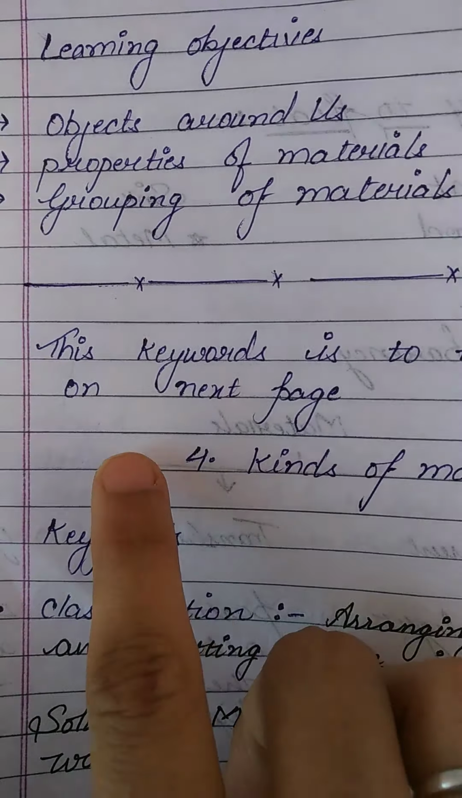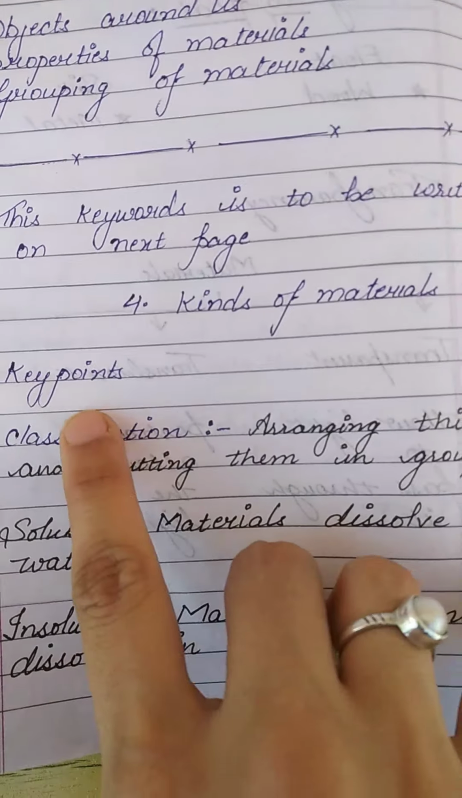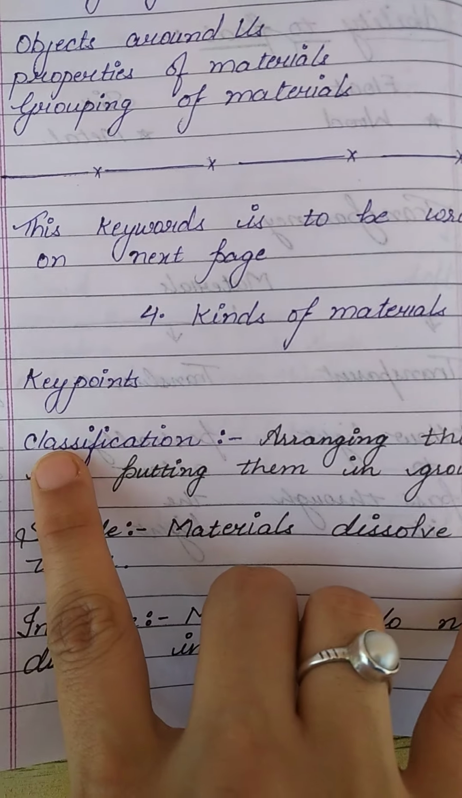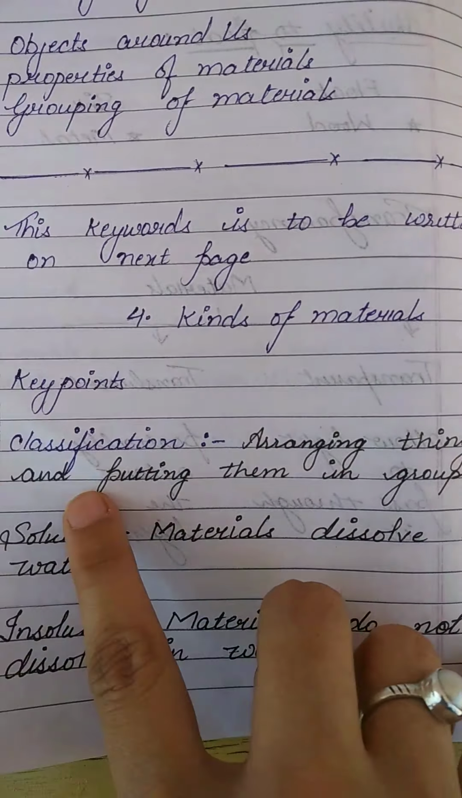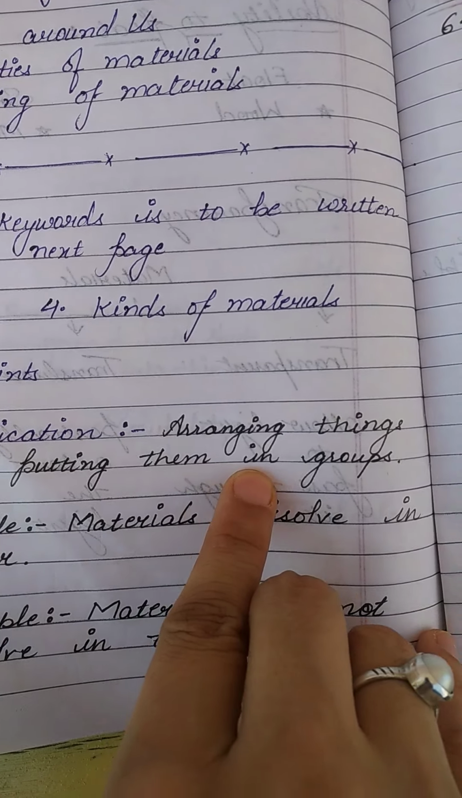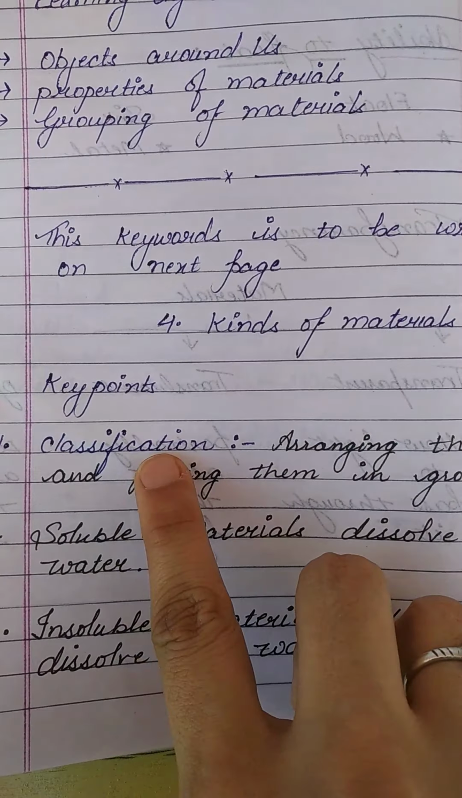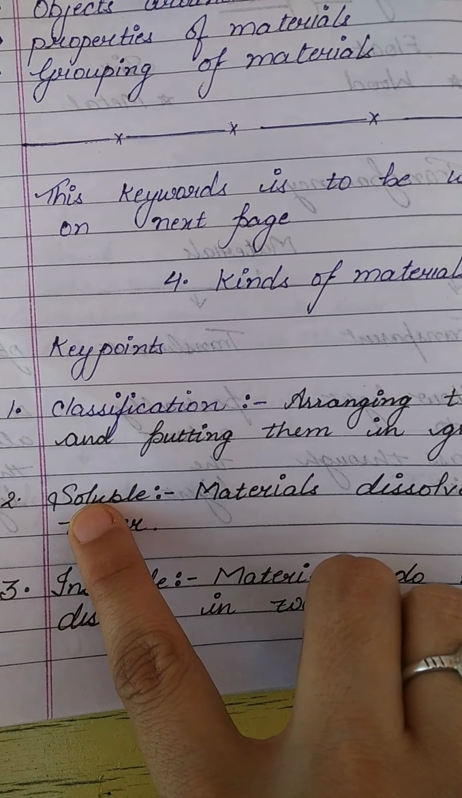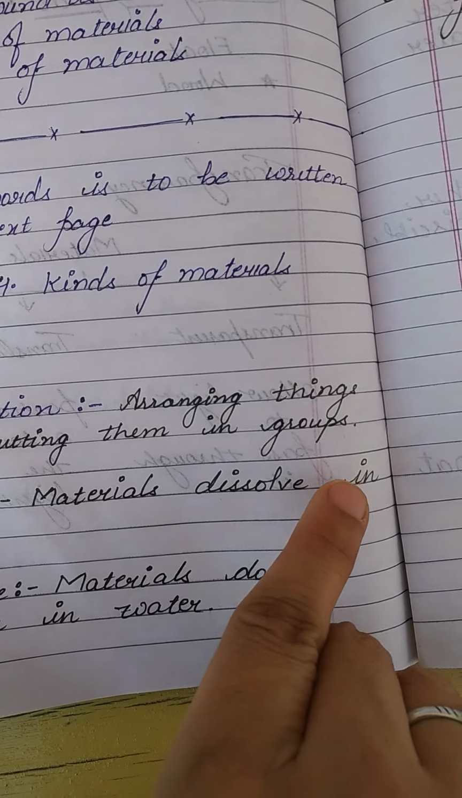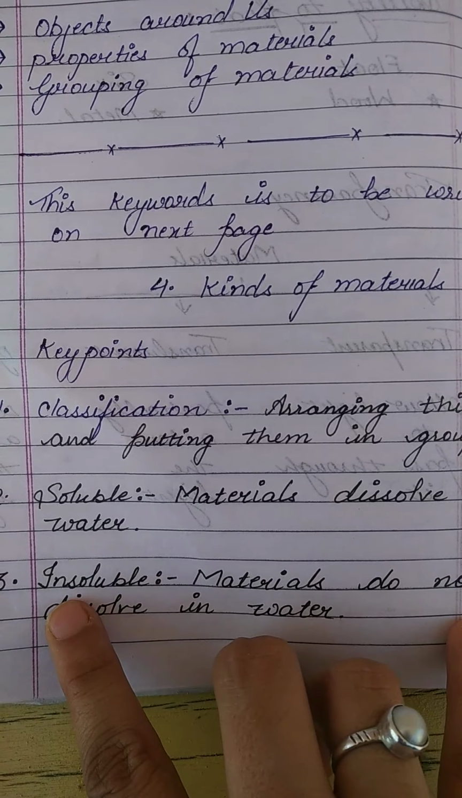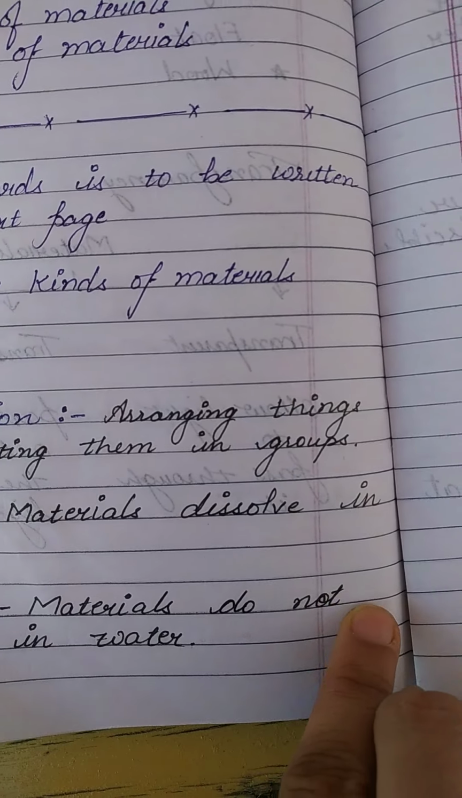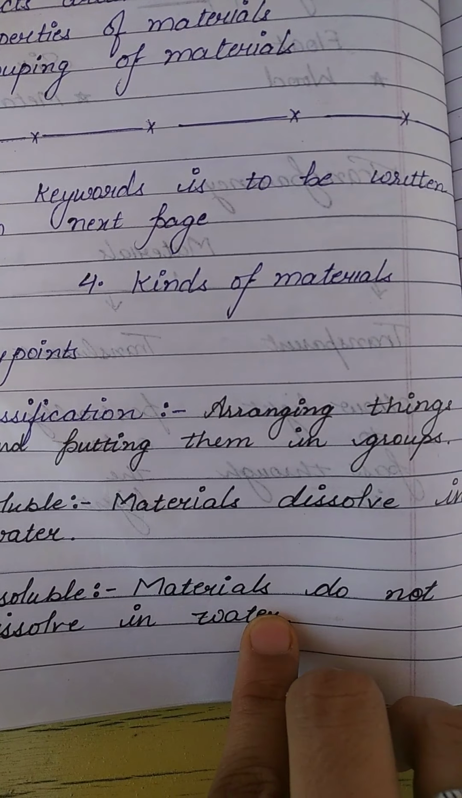On the next page you have to write the keywords. First is classification: arranging things and putting them in groups is known as classification. Soluble: material that dissolves in the water is known as soluble. Insoluble: material that does not dissolve in water.